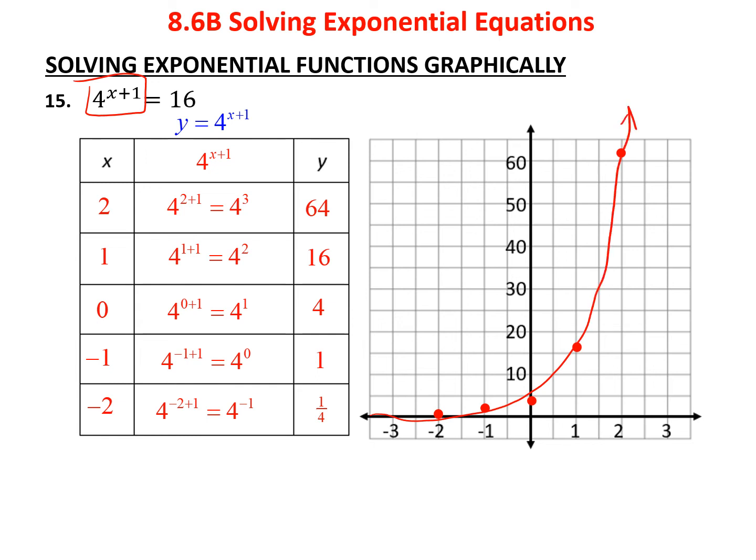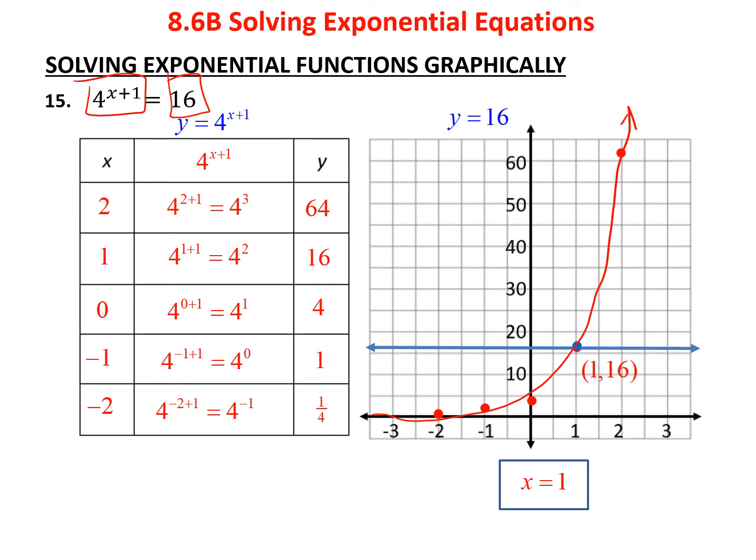Okay. Now we're going to take the other side, 16. Where is the graph for y equals 16? Well, it's simply a horizontal line at y equals 16. And you can see then there's our solution right here, 1, 16. So the answer is x equal 1, and that's our solution.